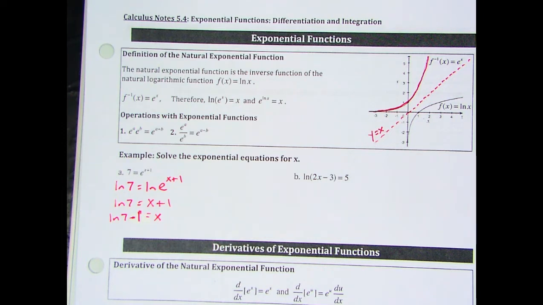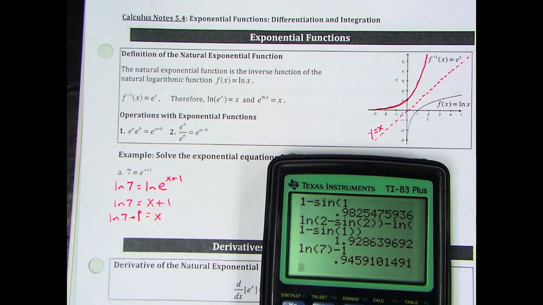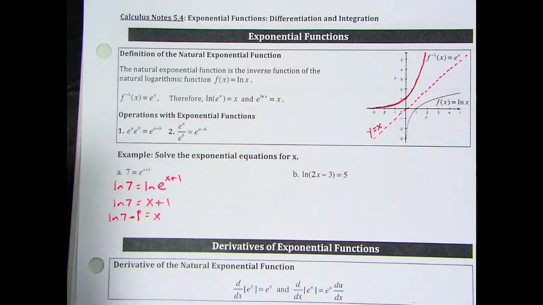Okay, so once you get it to this form, you just plug it in your calculator. And we get 9.946.